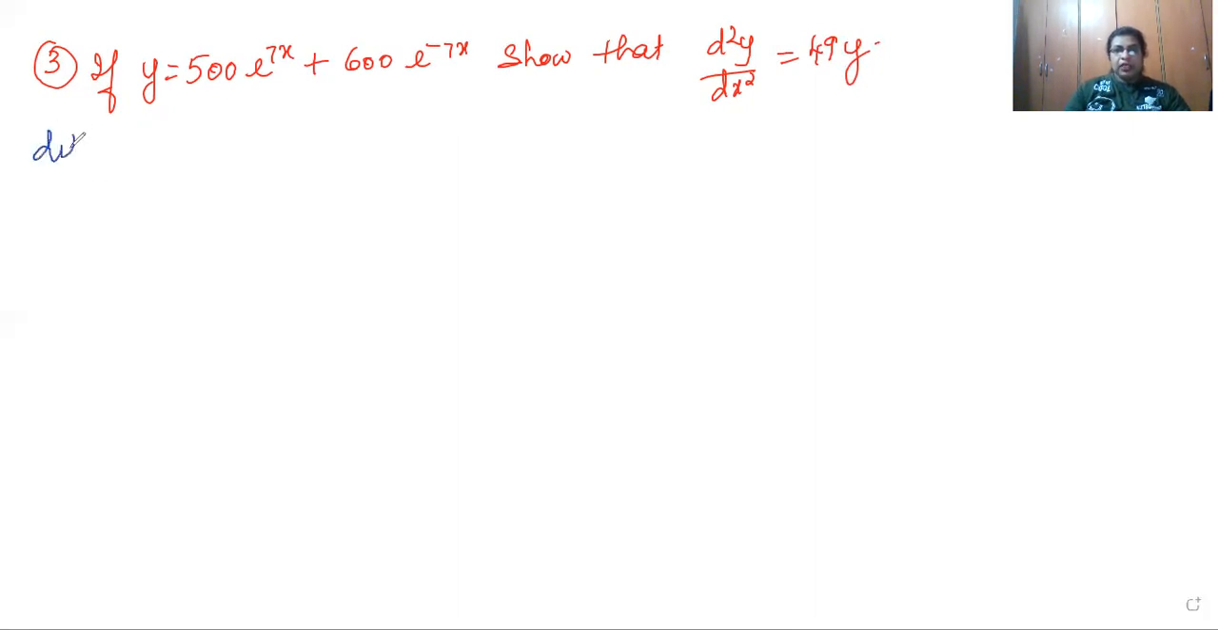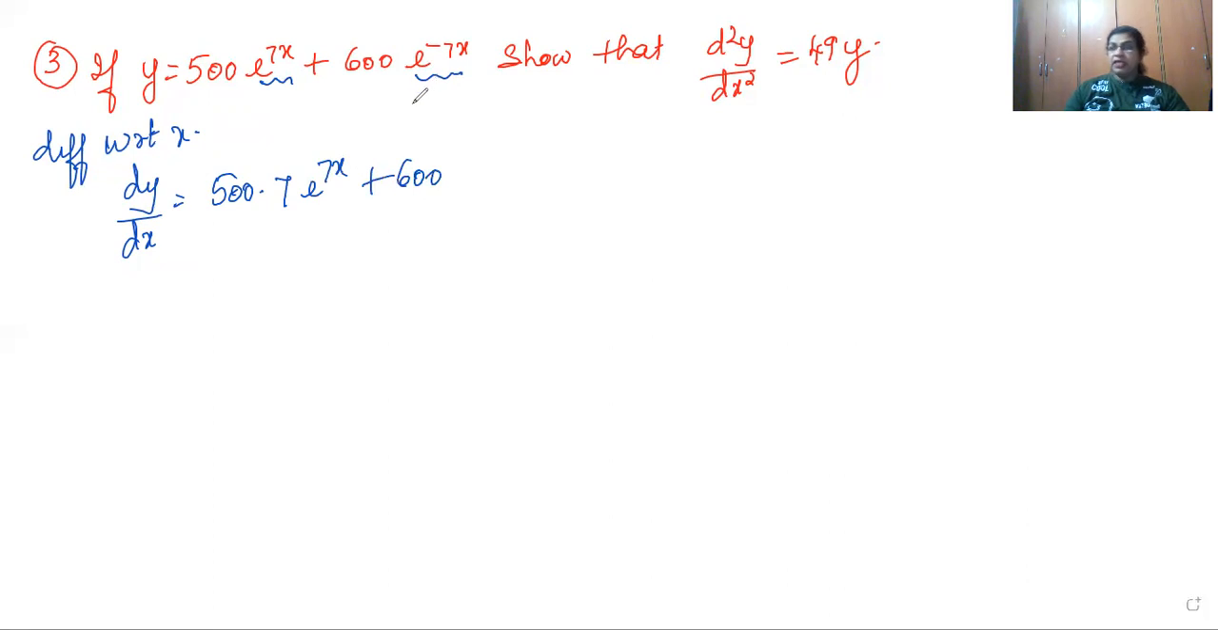So I differentiate with respect to x. When I differentiate, I'm getting dy/dx is equal to 500 constant, right as it is, e^(7x). What is the derivative? 7 into e^(7x), plus 600, right as it is, e^(-7x). Now I have to be careful with the sign. What is the derivative of e^(-7x)? Minus 7 into e^(-7x). Okay, so I finished differentiating once.